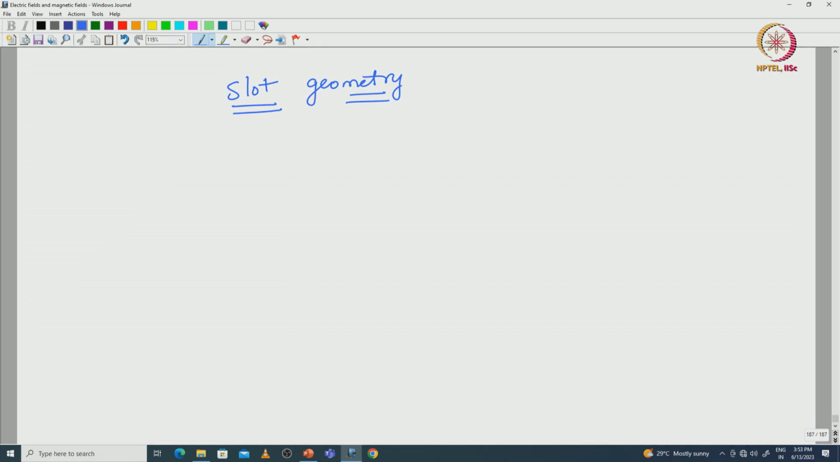stator slot geometry. First, in the stator slot geometry, we have to decide the shape, what kind of slot shape we have to select. In the literature or in most of the applications, the available slot shapes are the open type, and semi open type, and closed type, and other shapes.